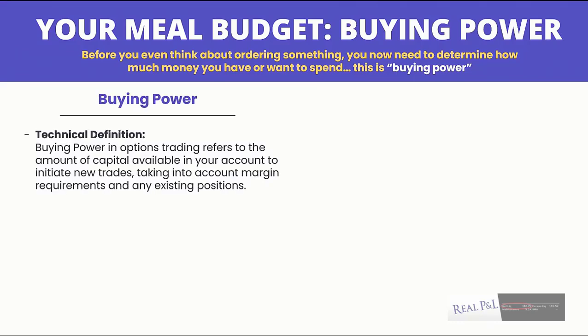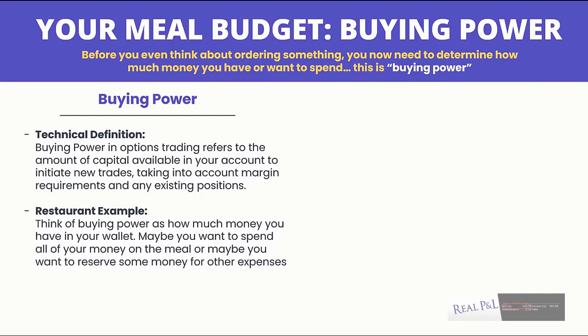Technical definition here: buying power in options trading refers to the amount of capital available in your account to initiate new trades, taking into account margin requirements and any existing positions. So, restaurant example: think of buying power as how much money you have in your wallet. Maybe you want to spend all your money on a meal, or maybe you want to reserve some money for other expenses. Buying power reduction.